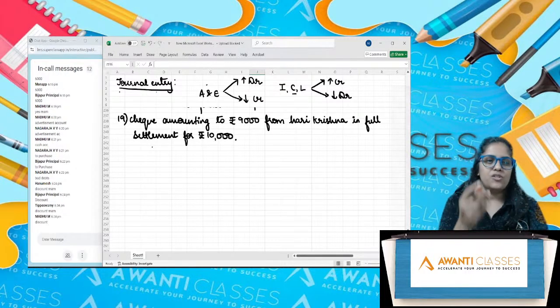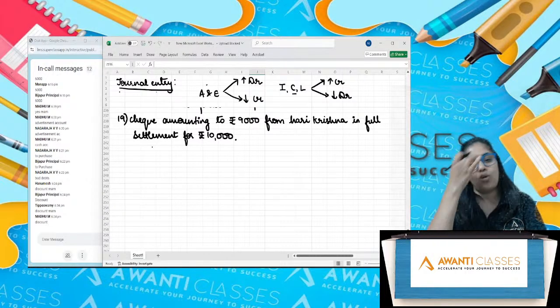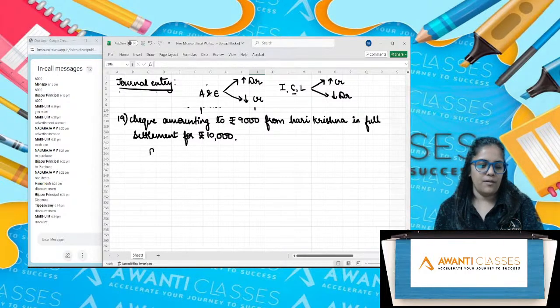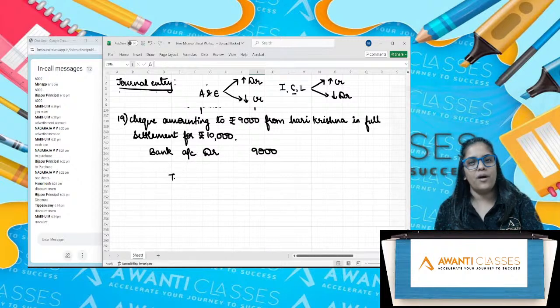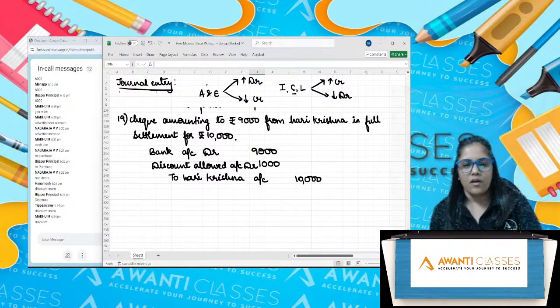So now understand, check. The money is going to come in. We are going to receive money. The bank is an asset. Asset should always be debited. So the entry will be bank account debit. How much are we going to receive? 9,000. Whom are we going to receive this from? Hari Krishna. We were supposed to receive 10,000 from Hari Krishna, but only 9,000 has come. So this 1,000 will go to discount allowed. Okay?